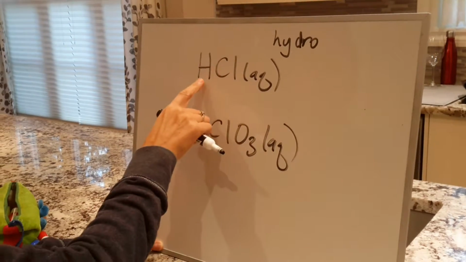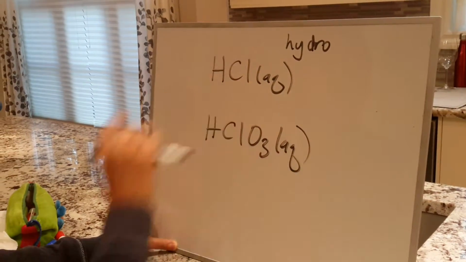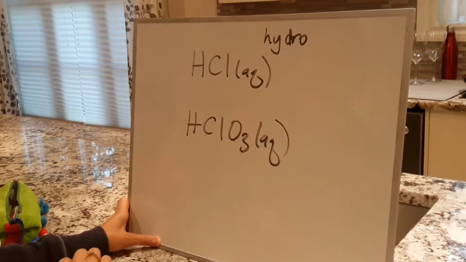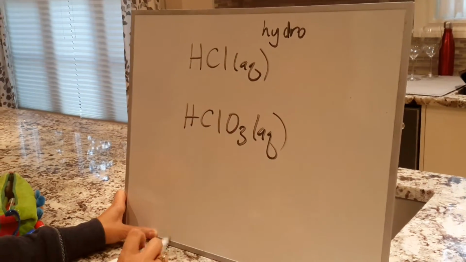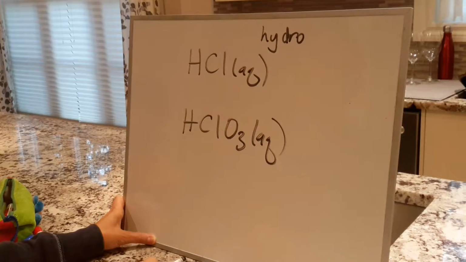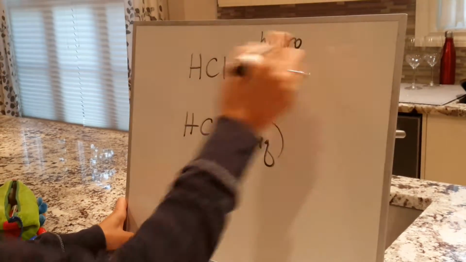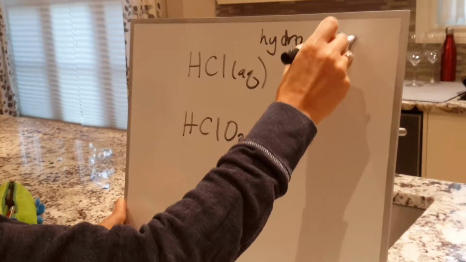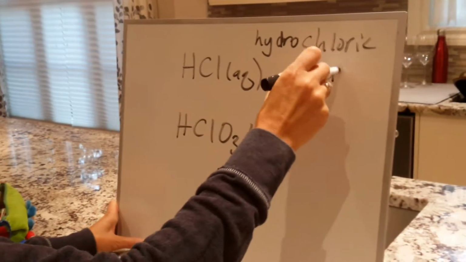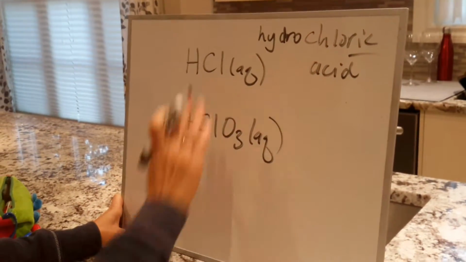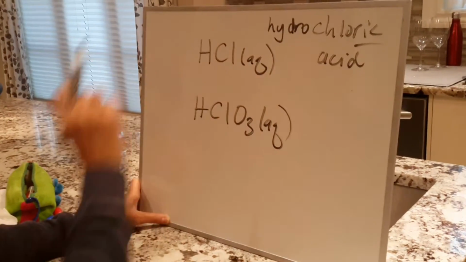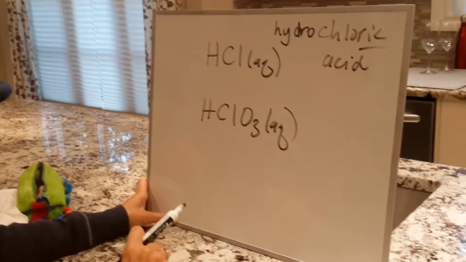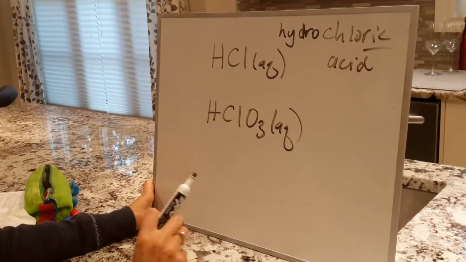Normally this would be called hydrogen chloride, with an IDE ending, but the AQ indicates that we have an acid here. So we give it its acid name, which would be hydro, and the IDE goes to ic: chloric acid. If there was no AQ, it's hydrogen chloride. If there is an AQ, hydrochloric acid. Prefixes are not used with hydrogen.